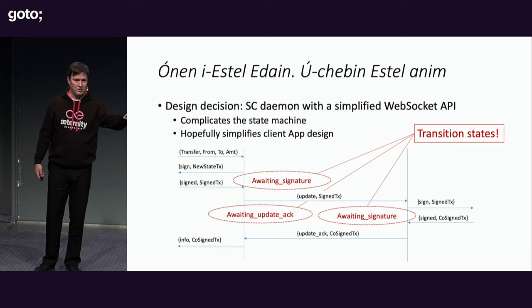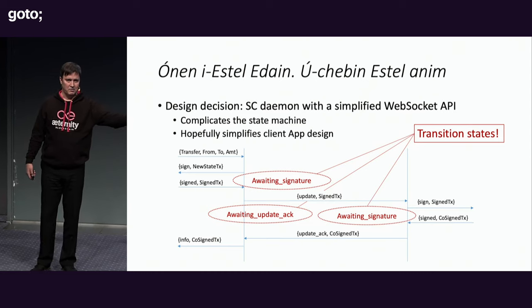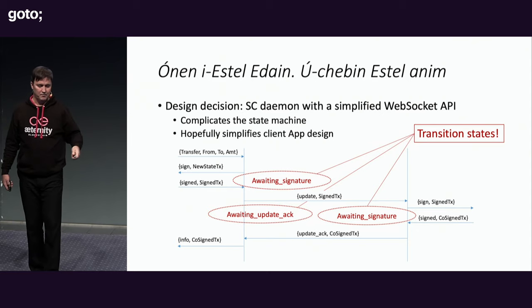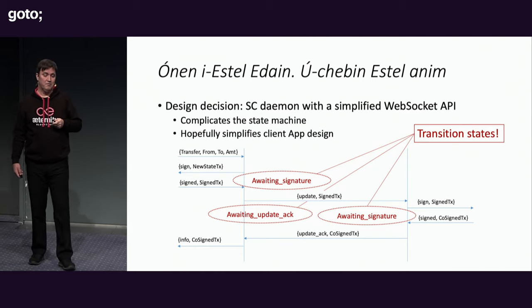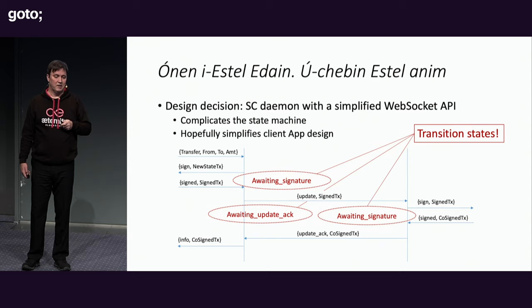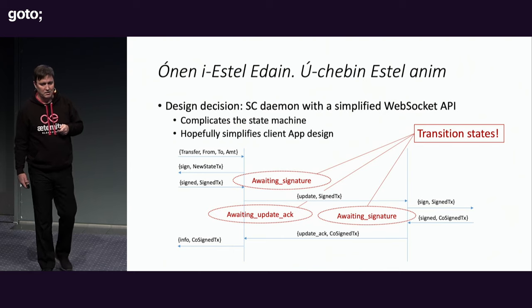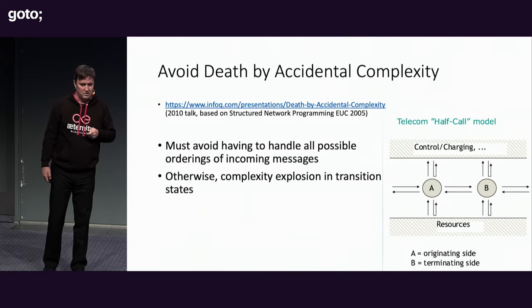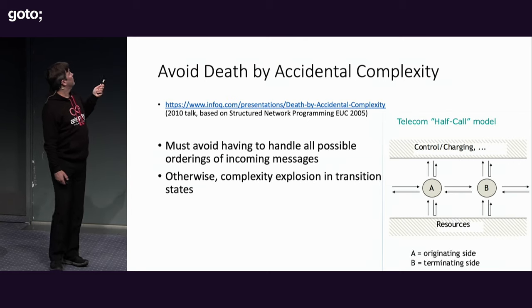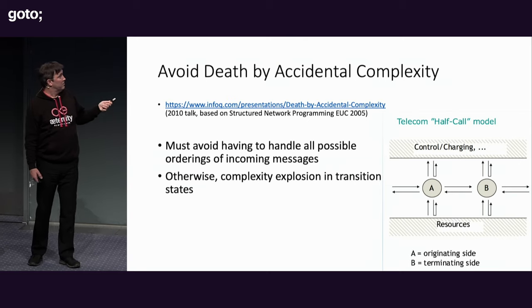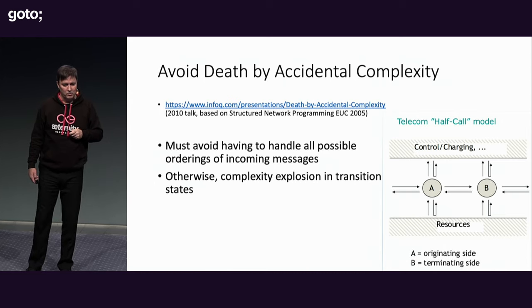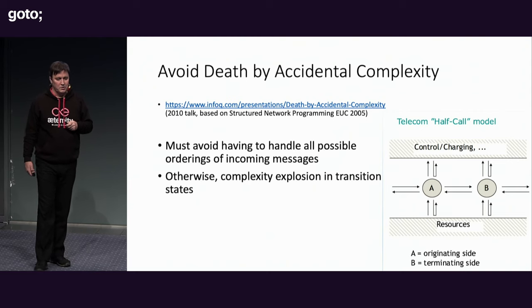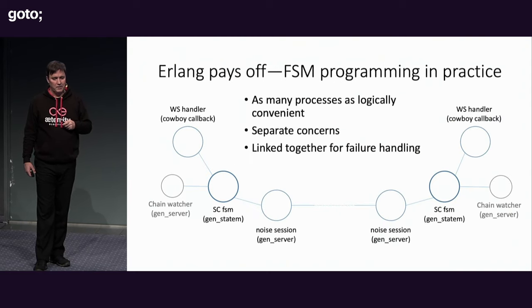I want to transfer some tokens. Okay, sign this. And you sign, send it back signed, and then it's all done, essentially. This complicates the state machine tremendously. Our bet is that Erlang will help us enough with a complicated state machine design that we will be able to do this. I have a whole talk, QCon, it was InfoQ, about the problems of complex state machine design. I will just refer to that talk on that.